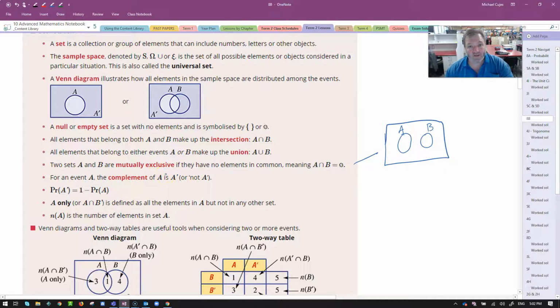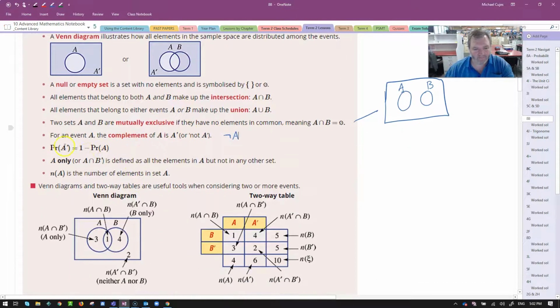And if we want to write the complement of an event, so if an event is let's say rolling a 6 on a die, then the complement of that would be not rolling a 6. If the event was A, then we write A dash or A prime, or sometimes just not A as well. And later on you'll see notation like this, which also means not A. So a number of different ways of saying we don't want set A, or the complement of set A.